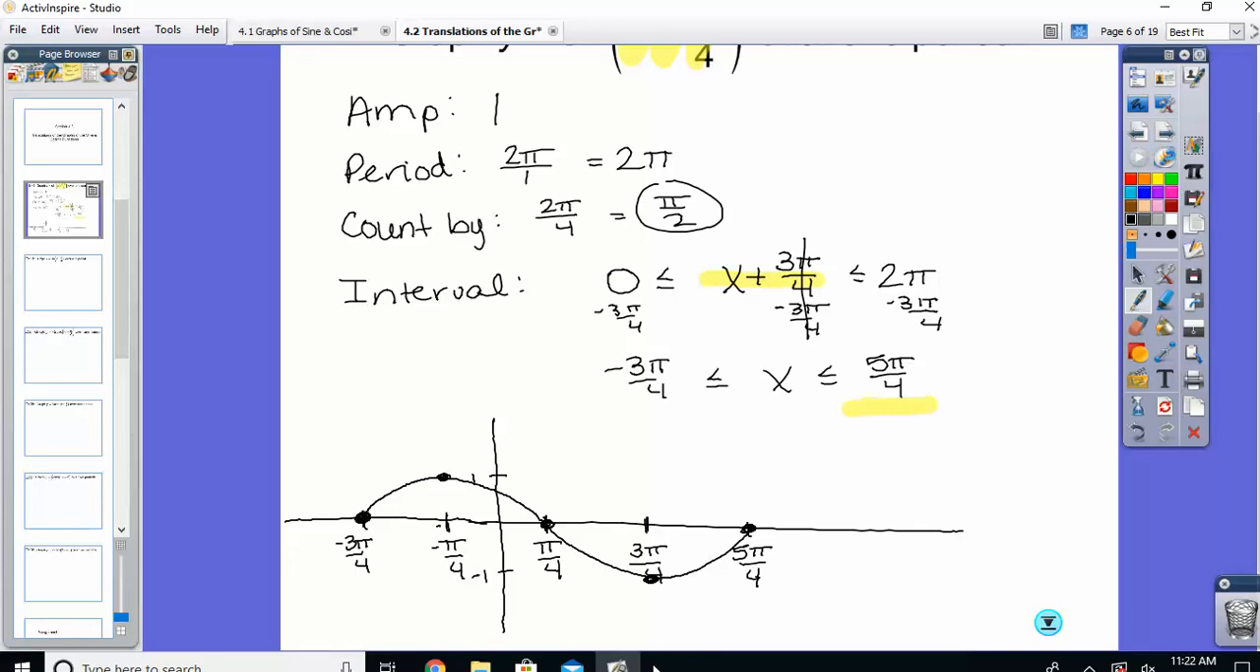So the new piece in this section today is that interval. We're not just starting at 0. We have to see where we start our graph. But otherwise, it's all the same. Any questions there?